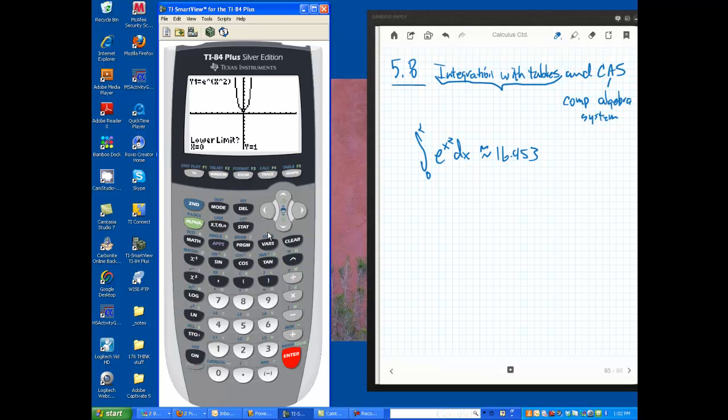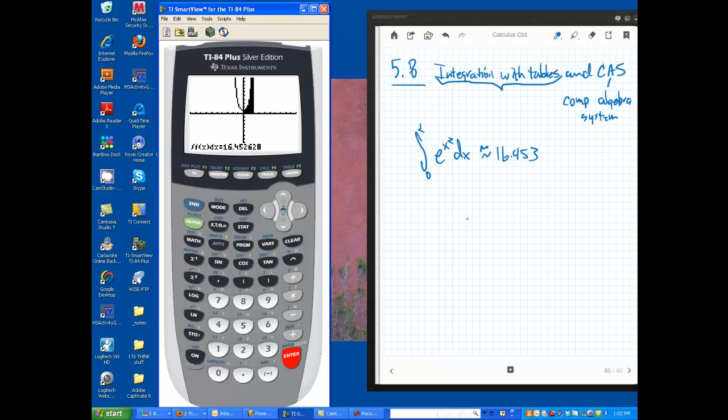I'm gonna hit enter. So it's asked me for my lower limit. My lower limit's going to be 0. I hit enter. My upper limit's going to be 2. I'm going to hit enter. Oh, it gave it to me. Outstanding. And look at that. It's exactly the same value. So, literally, ladies and gentlemen, that's it as far as being able to use your own personal CAS.